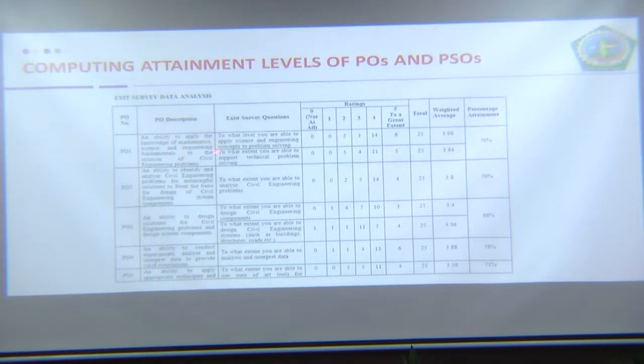So here you can see, this was the PO, an ability to apply the knowledge of mathematics or something like that. This is one example of to what level you are able to apply. It's not very well framed; I have taken the example from somewhere else. Then, how many students answered 0? These are the ratings, 0, 1, 2, 3, 4, 5. Then the total score here is 25, and this is the weighted average, and we calculate percentage attainment. So in these indirect tools, the questions should be framed in such a way that all the POs are covered.